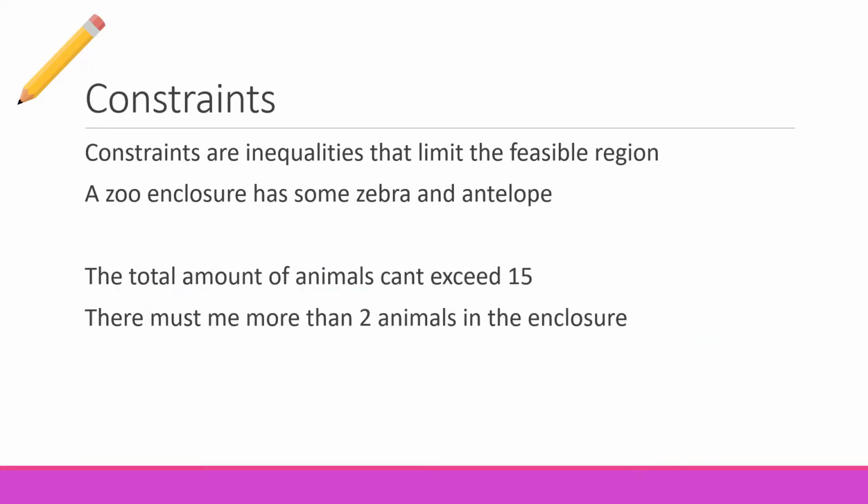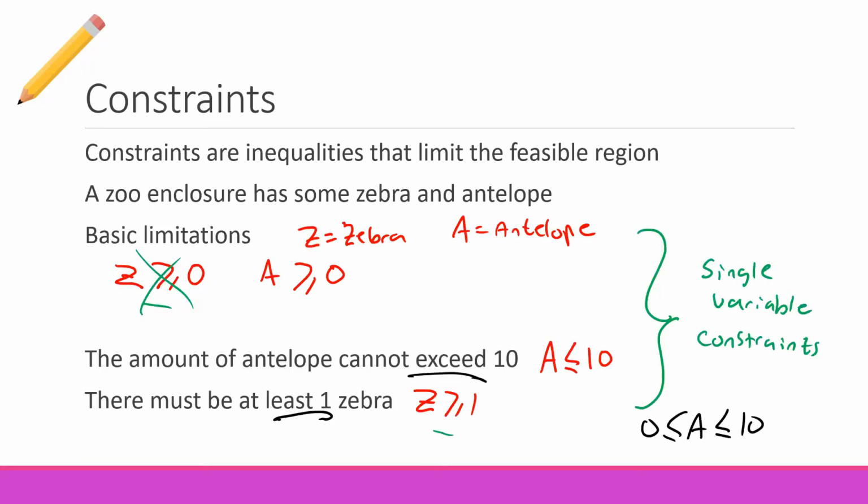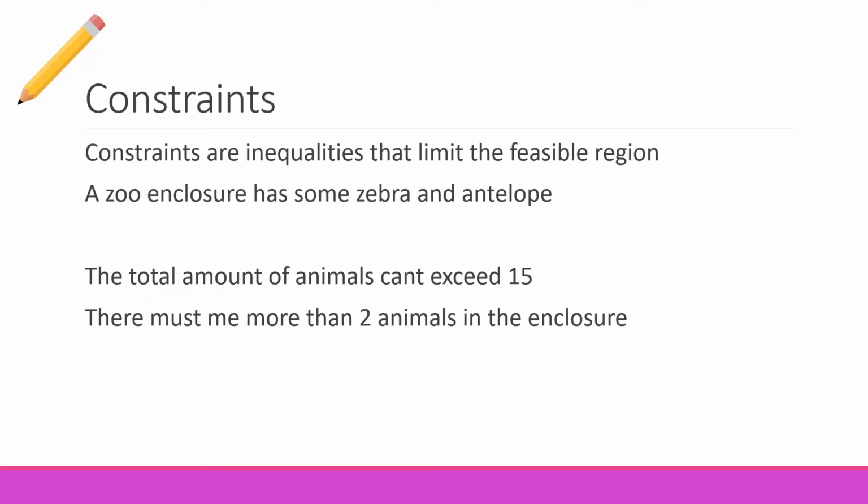We're going to look now at the same question, but now we're going to look at these two examples here. The total number of animals can't exceed 15. Now, this one's interesting. So now we're not looking at the amount of zebras, we're not looking at the amount of antelope, we're looking at the total number of animals.